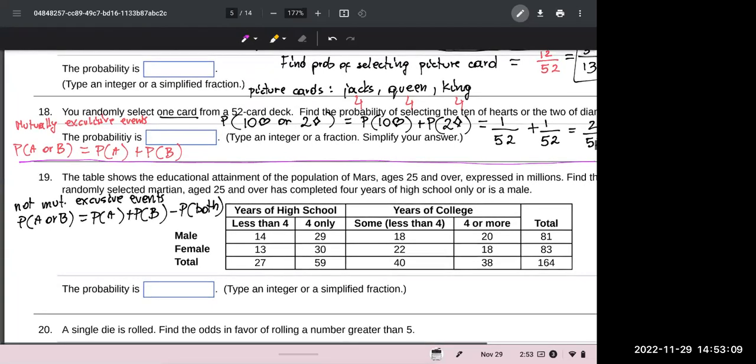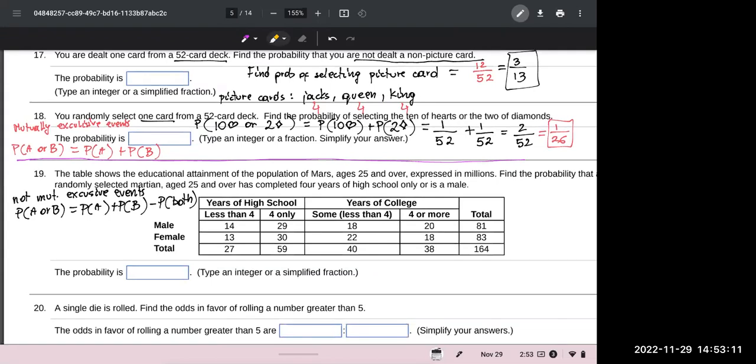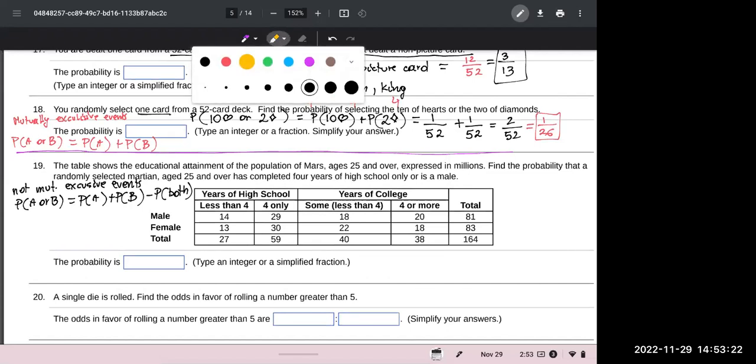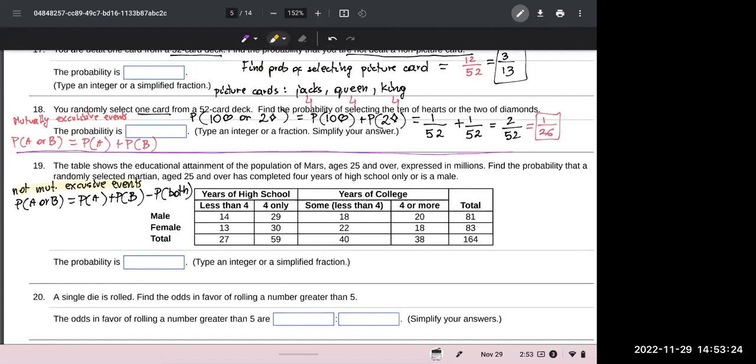That's going to be an example of not mutually exclusive events. That means two events can happen at the same time. Okay. So the formula for not mutually exclusive events, which means both events can happen at the same time. So this is the same as the previous formula. Probability of A or B is equal to probability of A plus probability of B minus probability of both.